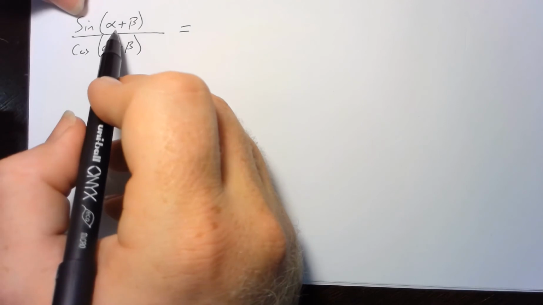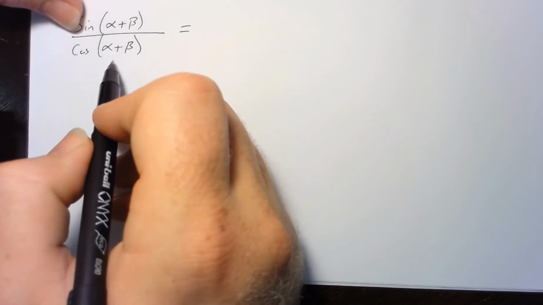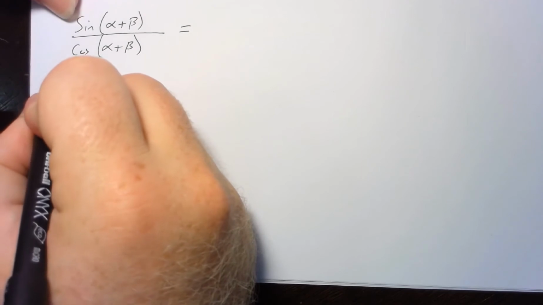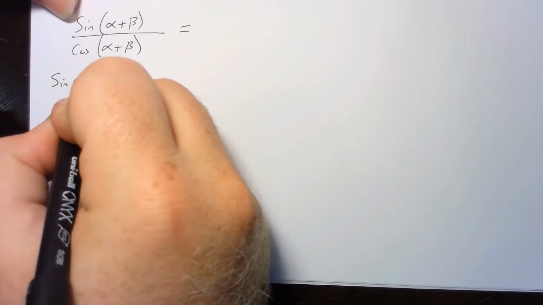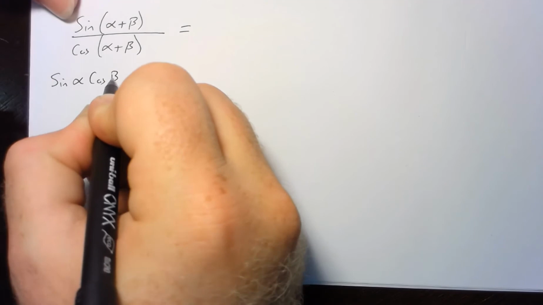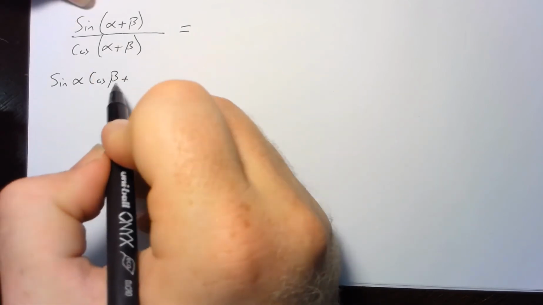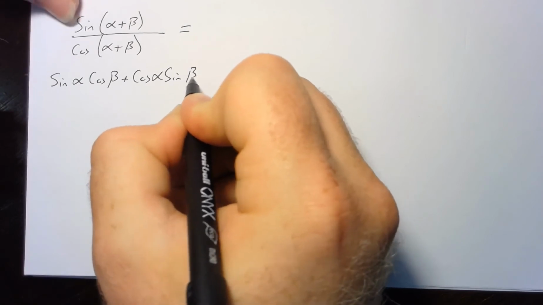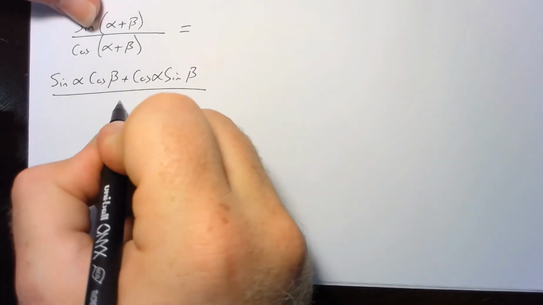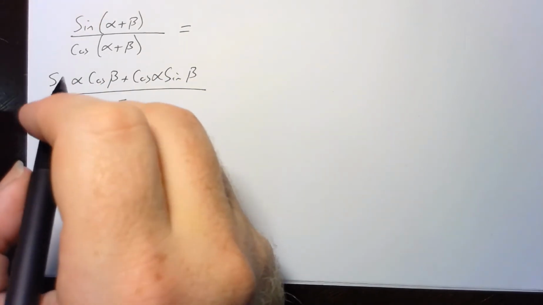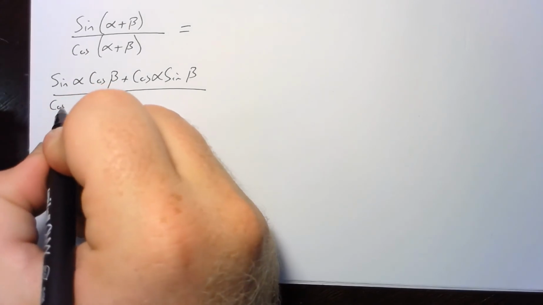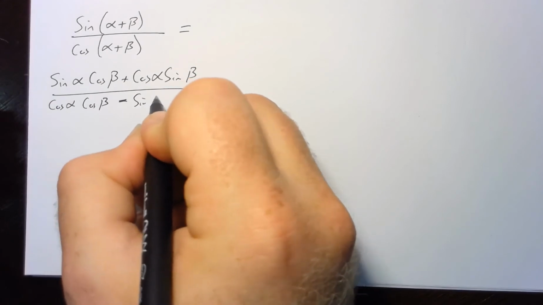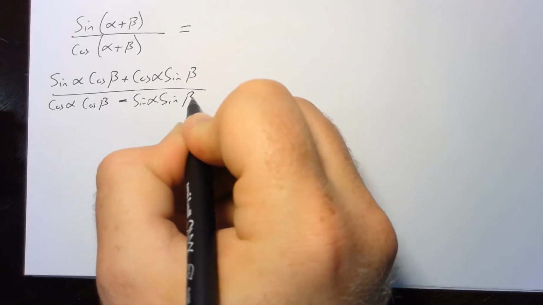I'm then going to use the sine sum identity and the cosine sum identity and transform those appropriately. So the sine of alpha plus beta is going to be the sine of alpha times the cosine of beta plus, notice the sign stays the same, the cosine of alpha sine of beta. This is all divided by, the cosine one has the sign change, cosine of alpha cosine of beta minus sine of alpha sine of beta.